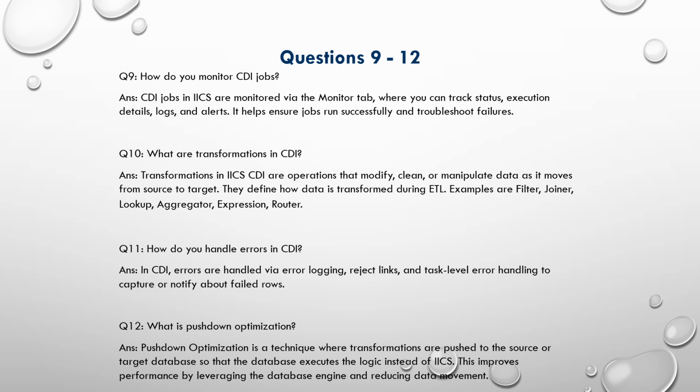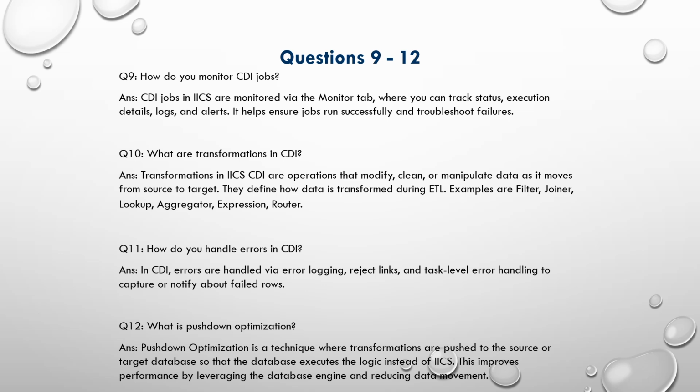Q10. What are transformations in CDI? In CDI, transformations are operations that modify, clean, or manipulate data as it moves from source to target. They define how data is transformed during ETL. Examples are filter, joiner, lookup, aggregator, expression, router.